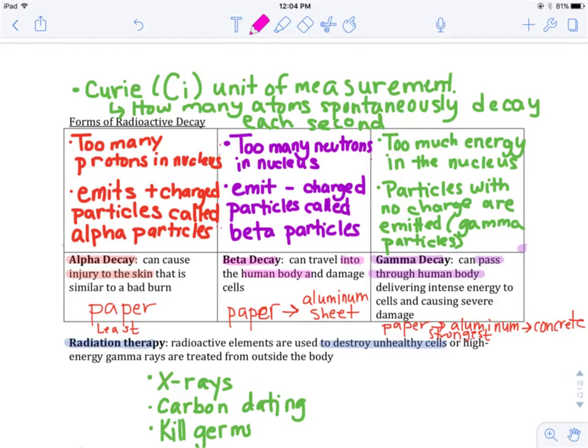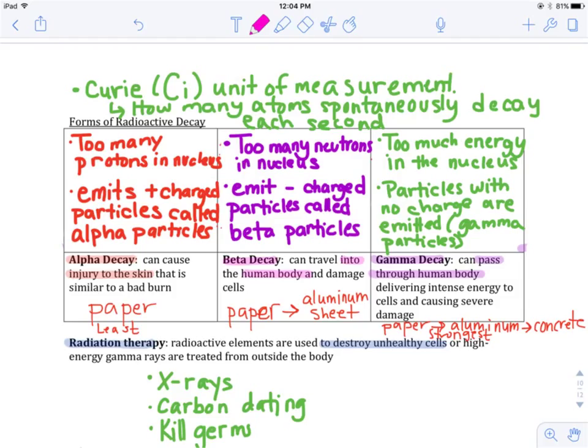Finally, gamma decay, which is the strongest, is something that occurs when there's too much energy in the nucleus. At this time, particles with no charge are emitted, and these particles are called gamma particles. They can actually not only pass into, but through the human body, and can deliver intense energy to cells and cause severe damage. So not only can they pass through paper, through aluminum, but they can also pass through concrete.